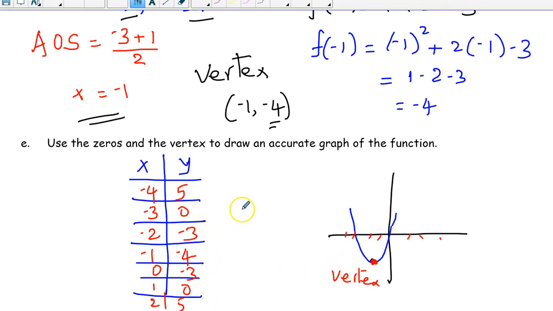So the advantage of knowing the vertex is this. I can have my middlemost point, the coordinates, as the vertex, and also I'll make sure that, of course, these x-intercepts are also taken into consideration. That's all. It's very simple.